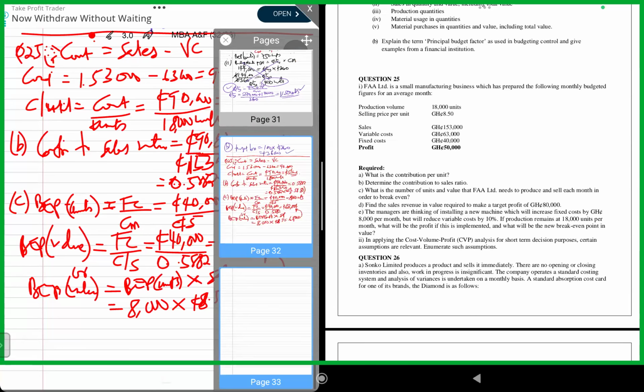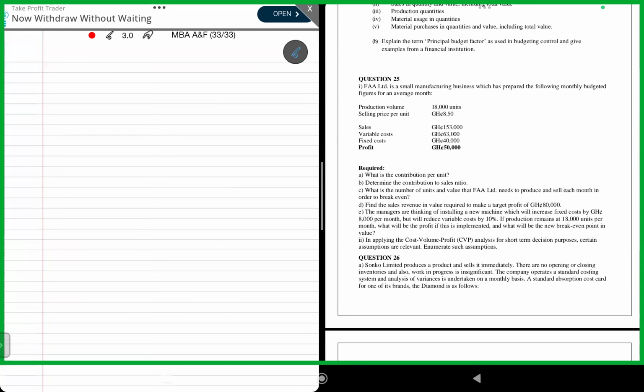Let's finish. This one is difficult. E. Let's do the E. Read. The managers are thinking of installing a new machine, which will increase fixed costs by 8,000 per month, but will reduce variable costs by 10%. If production remains at 18,000 units per month, what will be the profit if this is implemented, and what will be the new break-even point?